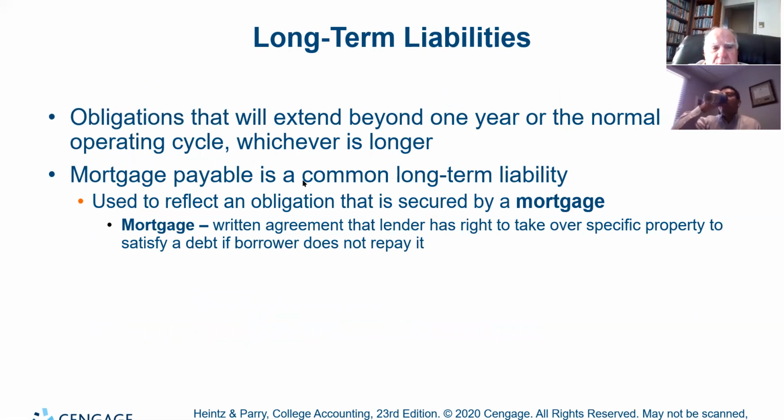Long-term obligations that will go on for a while. Mortgage payable is a common long-term liability. That's a good example. You buy a house and you sign a mortgage. It's an agreement that the lender has the right to take over the specific property to satisfy a debt if you don't repay it. That's what a mortgage is. And the first year of mortgage payments is the current portion.